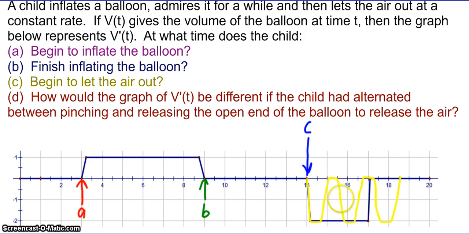What I drew here in yellow would be what the graph would look like had the child been pinching and releasing to release the air, because we would decrease in volume but then stop, and then decrease in volume and then stop decreasing in volume, and decrease in volume, and so on. And remember, it's rate of change. That's what this graph is that we're looking at.